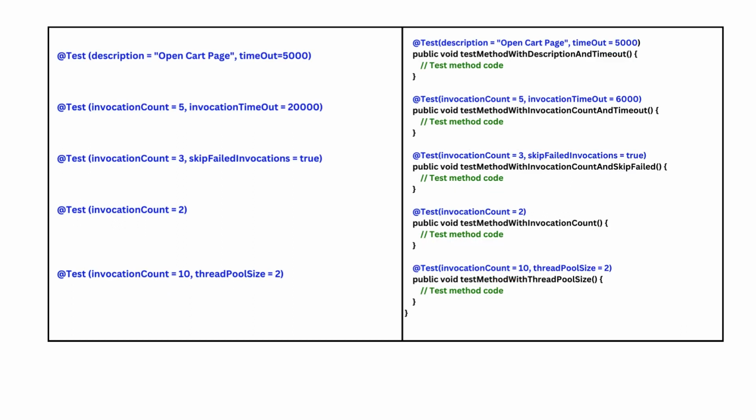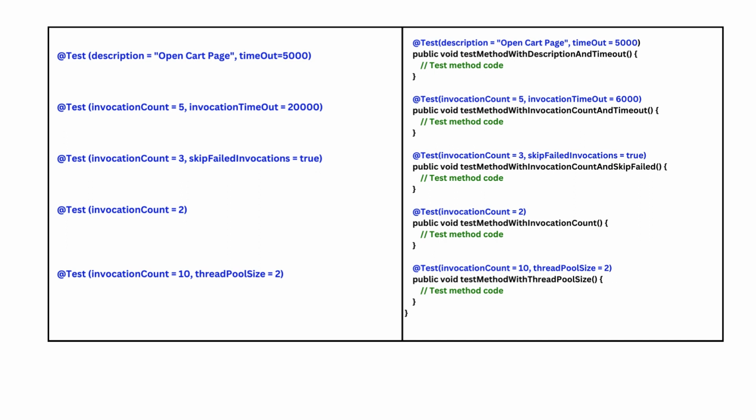@Test(description = open cart page, timeout = 5000). It specifies a test method with a description, open cart page, and a timeout of 5000 milliseconds, ensuring that the test completes within the defined time limit. @Test(invocationCount = 5, invocationTimeOut = 20000). It runs the test method 5 times with a timeout of 20,000 milliseconds for each invocation.